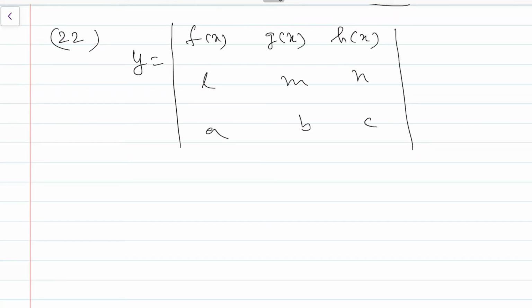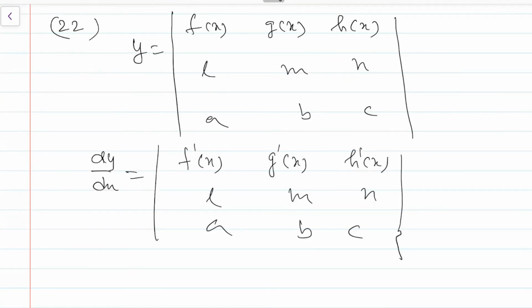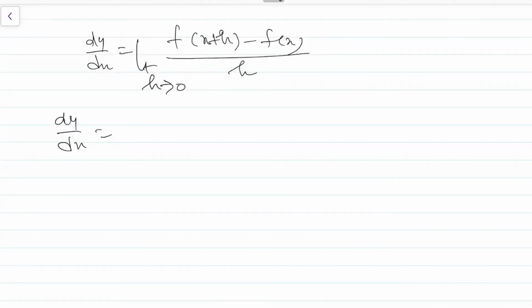Last, the 22nd question. Question number 22. If y is equal to the determinant with rows f(x), g(x), h(x); l, m, n; a, b, c, then prove that dy over dx is equal to the determinant with rows f dash x, g dash x, h dash x; l, m, n; a, b, c. So let us prove it. The definition of derivative is limit h tends to 0 of f(x plus h) minus f(x) divided by h. Using the same definition, we'll calculate the dy over dx for the given function.